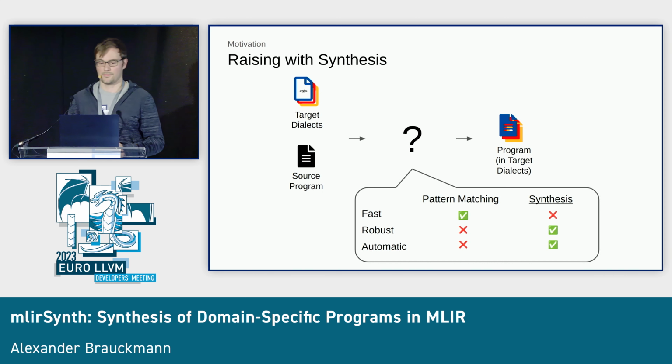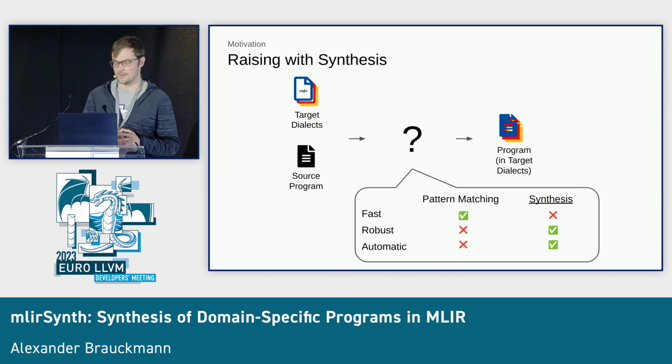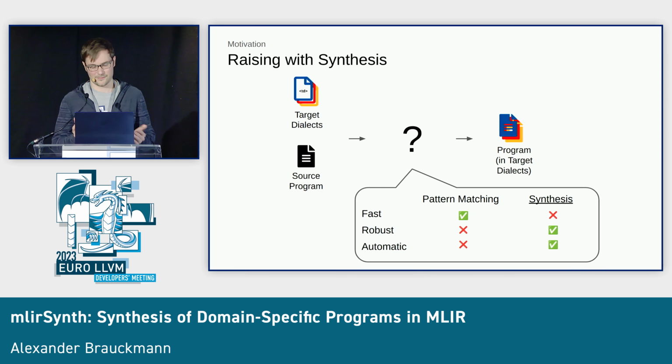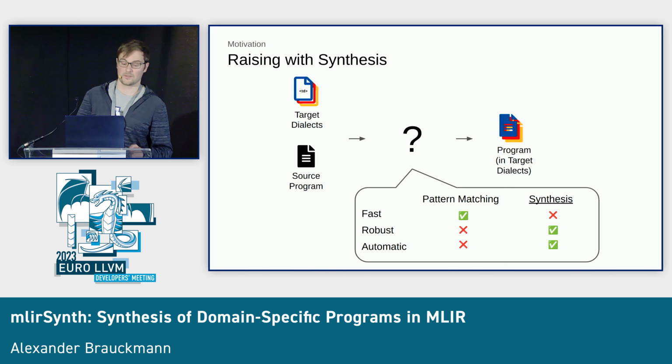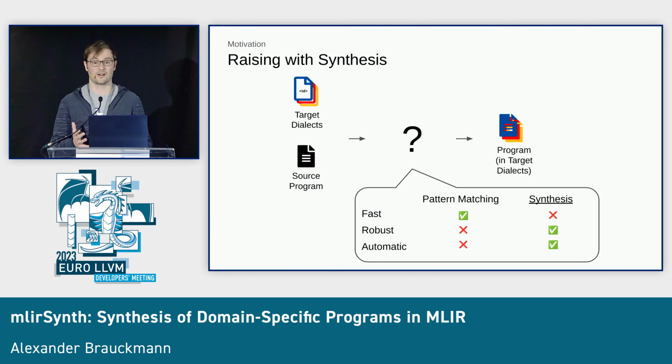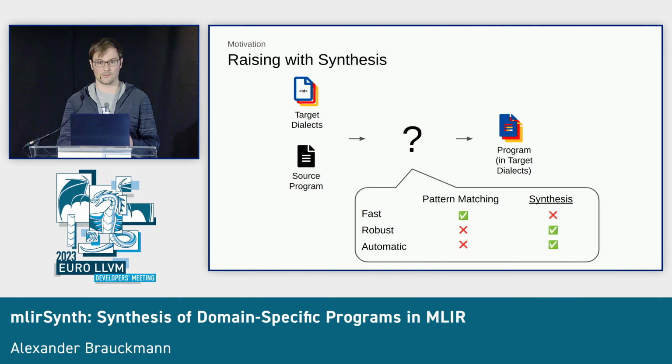If we use synthesis, we can achieve complementary properties. It's not as fast because it's search-based. However, we can rapidly speed that up, as I show later. It's more robust because we match on the semantics and the observations we get of a program. We match on the behavior and not the syntactic level. And it's also automatic, given that we can use the target dialects that are available in MLIR as a grammar and search in the space of the grammar for the programs.